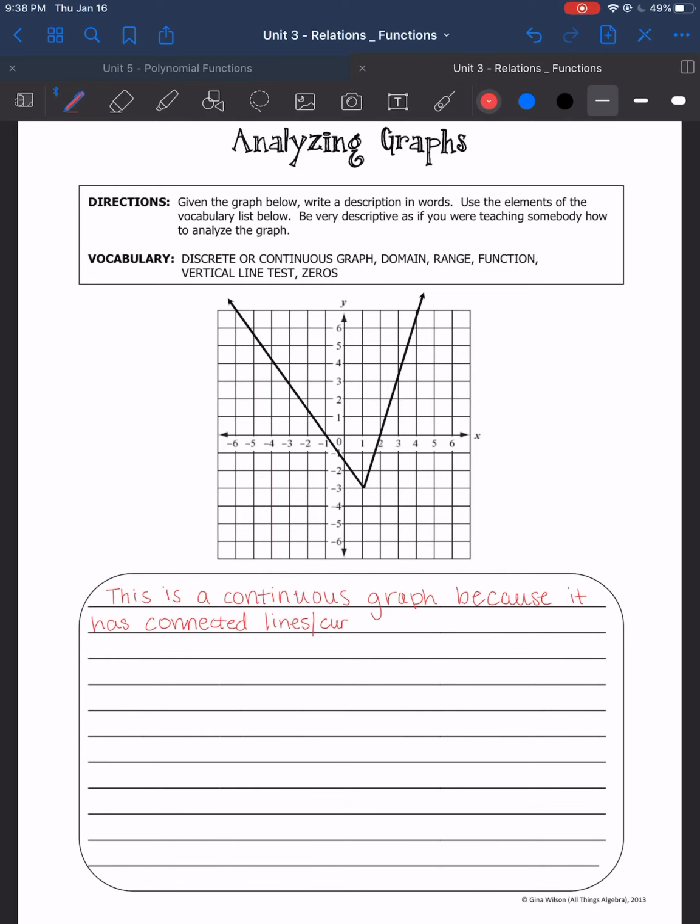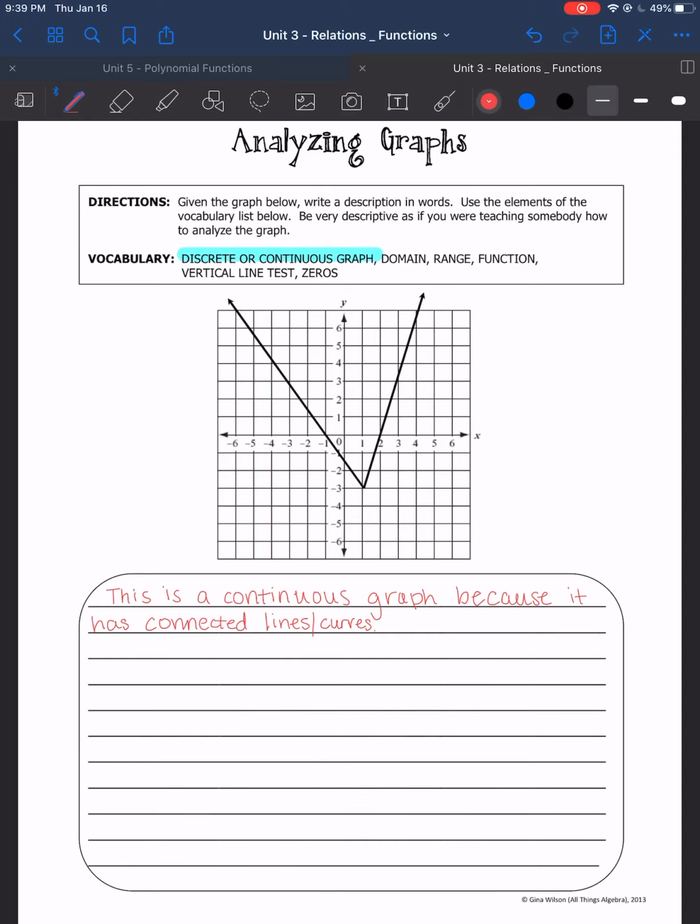or curves. It doesn't really have any curves, but what you're trying to do in this situation is describe this entire graph, and you're trying to help somebody that has no clue about this graph understand what these words mean and how to apply it to this graph. So you have to have a really good understanding of this graph and these vocabulary words in order to do this. All right, so we got that. We can cross that off our list.